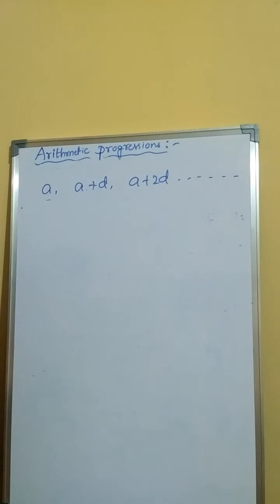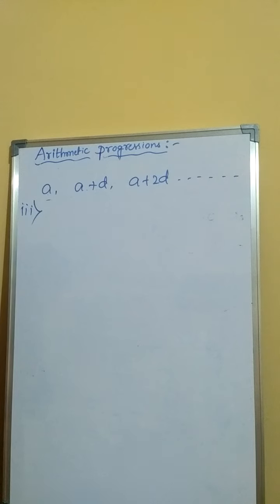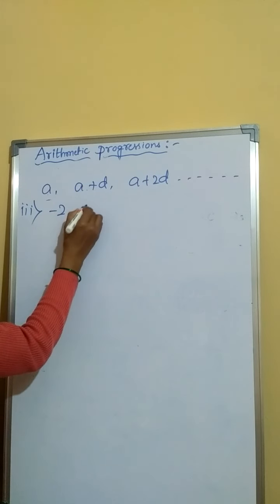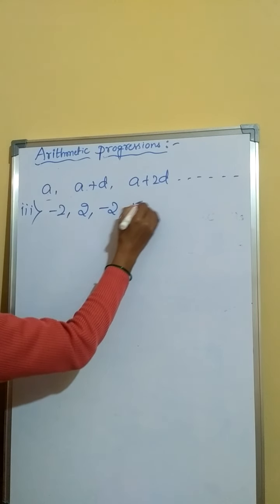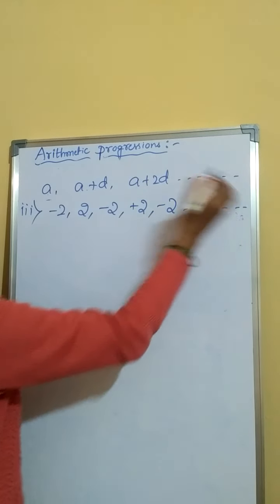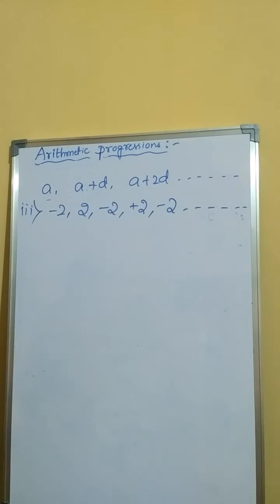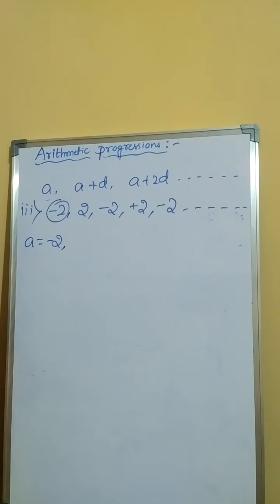So here they have given one more list of numbers that has minus 2, plus 2, minus 2, plus 2 and minus 2, etc. First of all, they have asked us to find the first term and common difference. By that, we will understand whether the given list of numbers is in AP. So here, as usual, the first term is A, that is minus 2.